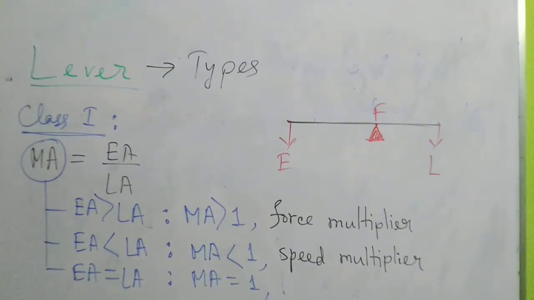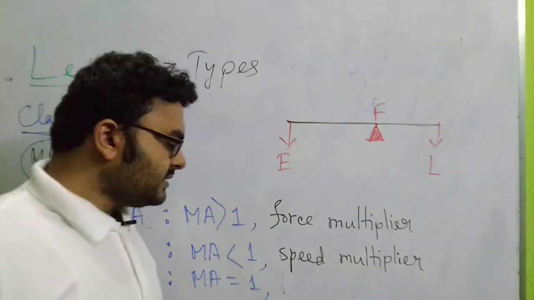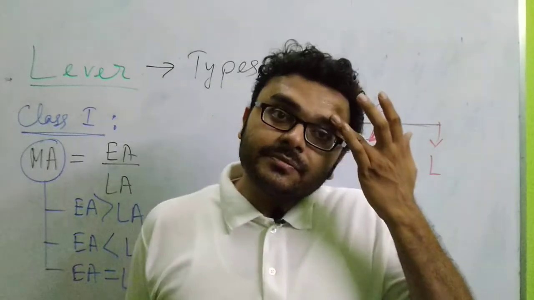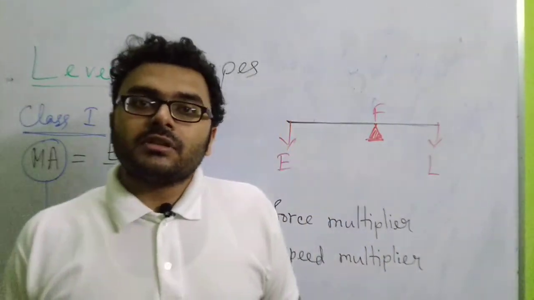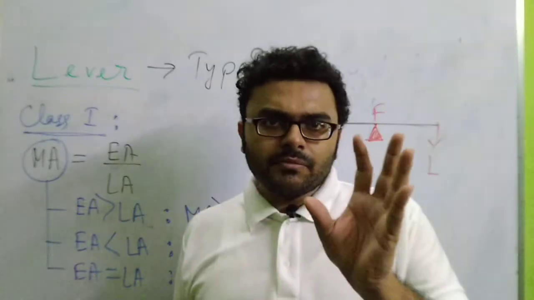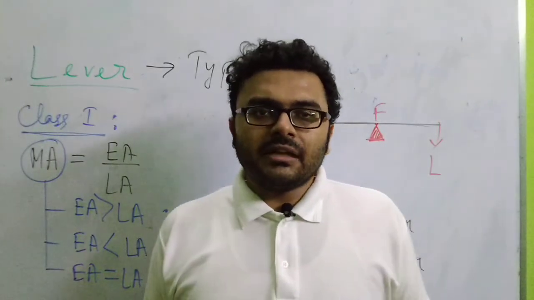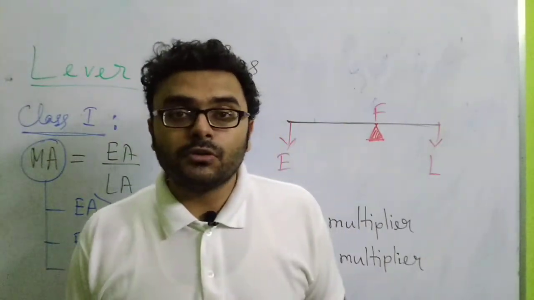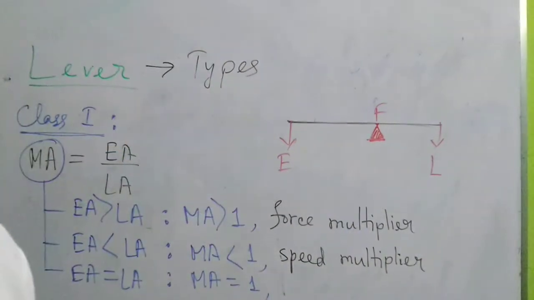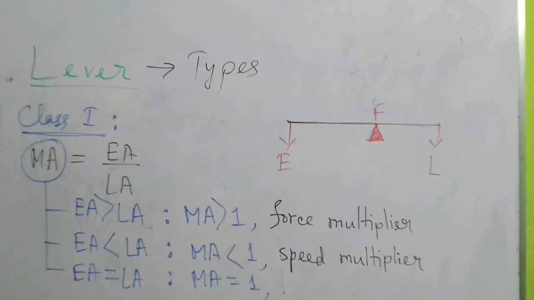When thinking of an example of this kind of lever where mechanical advantage is equal to 1, I will not give you the example. I will rather leave it to you. Please mention in the comment section which kind of lever or machine that you are using can be regarded as this kind of class 1 lever where the mechanical advantage is equal to 1. I will leave that to you.